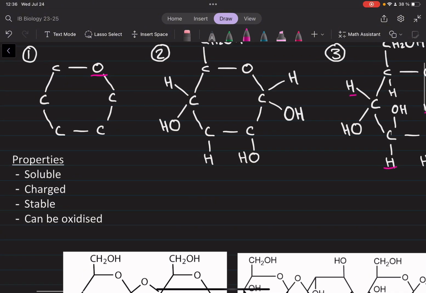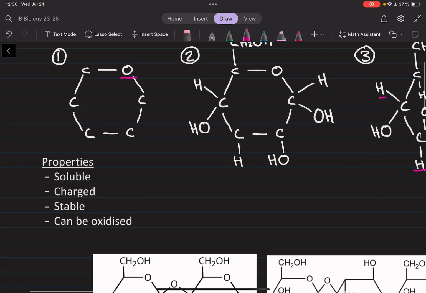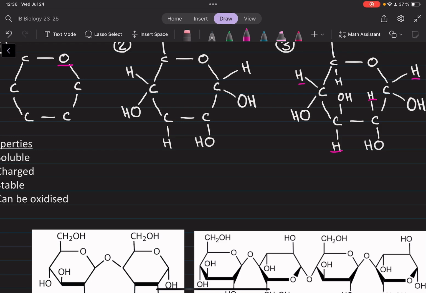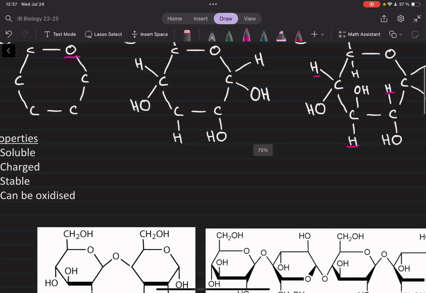We also need to know the properties of glucose, but these are pretty easy. It's soluble, it's charged, it's very stable, and it can't be oxidized. Interesting thing about it being charged, if you know about the cell membrane, is that it cannot pass through the cell membrane through simple diffusion. It needs to be passed through facilitated diffusion with a channel protein. So that's a callback to the cells topic.